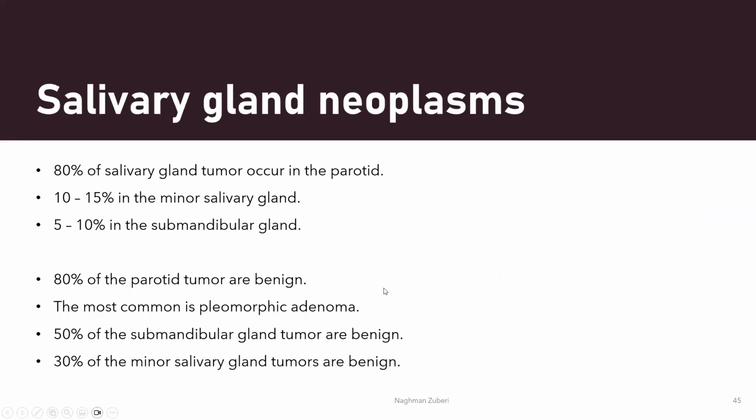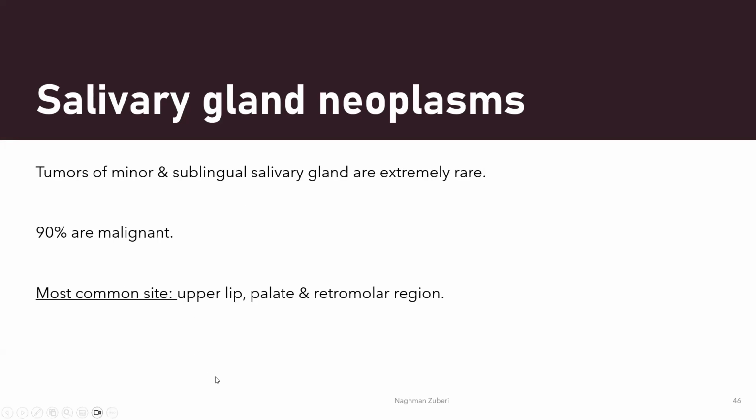Salivary gland neoplasms. 80% of the salivary gland tumors occur in the parotid, as we have already discussed, 10 to 15% in minor salivary glands, and 5 to 10% in the submandibular gland. 80% of the parotid tumors are benign. The most common is pleomorphic adenoma. 50% of the submandibular gland tumors are benign. 30% of the minor salivary gland tumors are benign.